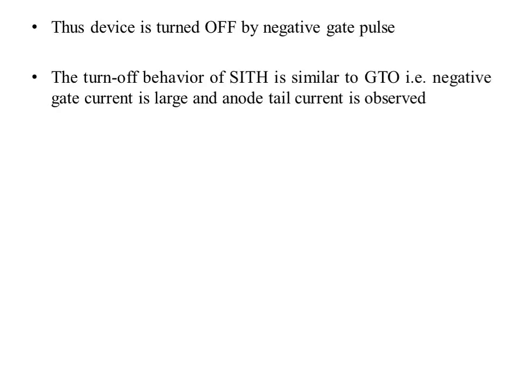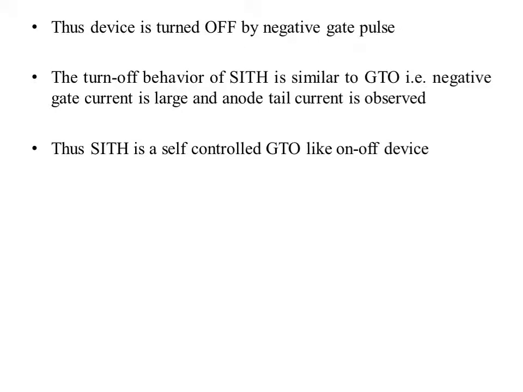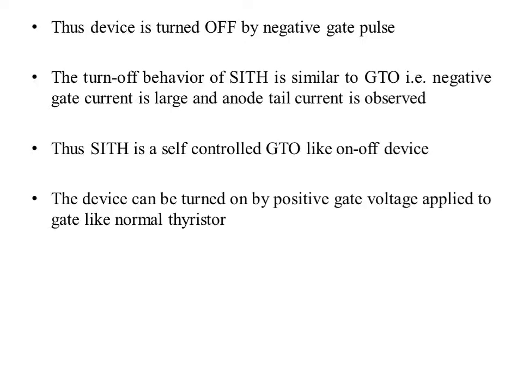The turn off behavior of SIT is similar to GTO, that is, negative gate current is large and anode tail current is observed. That is nothing but when we apply a negative gate current, we can turn off the device, and when we apply a positive gate current, we can turn on the device. Thus, SIT, that is static induction thyristor, is a self-controlled GTO-like on-off device.